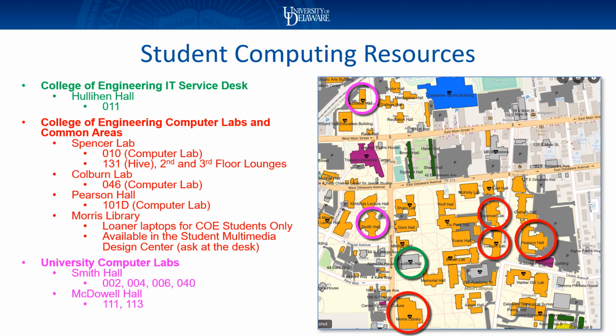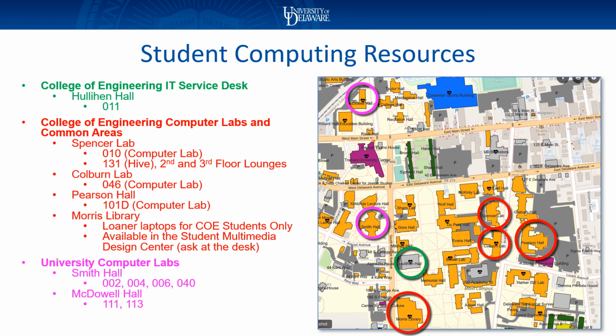Here's a list of student computing resources on campus. The College of Engineering IT Service Desk in green is located at the lower level of Hulley Hall. If you're having any problems using AppsAnywhere, please stop by so we can give you a hand. College computing resources are in red. We have eCalc labs in Spencer, Colburn, and Pearson, as well as student common use computing areas in Spencer Lab, 131 The Hive, and second and third floor lounges.